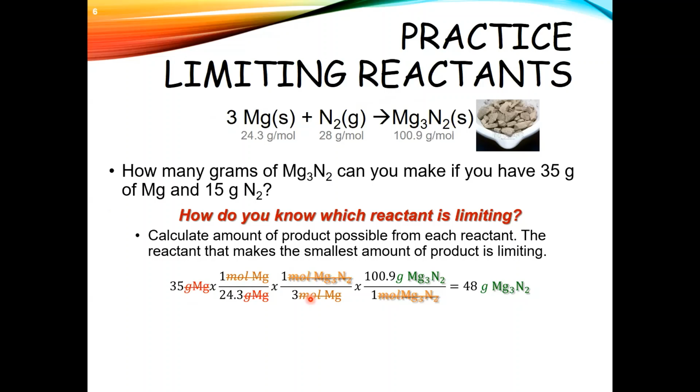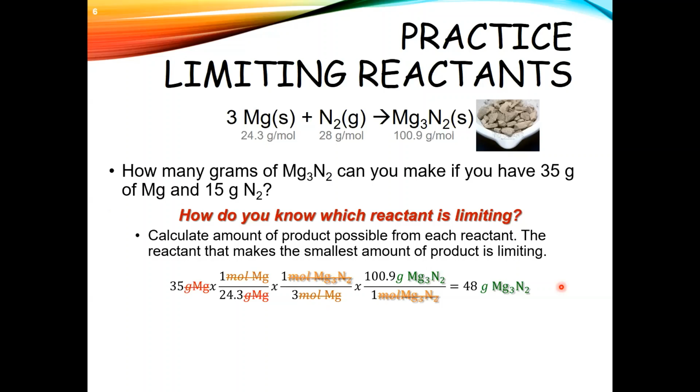And that gets us now into moles of magnesium 3 nitrogen 2. Then we're going to have to figure out how many grams come from that, so we're going to multiply by the molecular weight of the Mg3N2, which is 100.9 grams per mole. And that gives us a total of 48 grams of Mg3N2 if we're starting with 35 grams of magnesium and assume we have unlimited nitrogen.